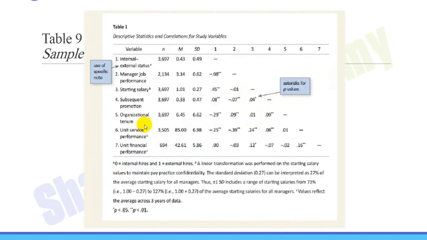This is a correlation table. We discussed it earlier. We have here the stub column and the number of variables here. We have 7 variables: internal, external status, manager job performance. The third is starting salary. The fourth is subsequent promotion. And you see that we have 7 variables here, and we have the same 7 variables here. Okay, you see this. And we want to know the correlation between this variable and this one, I mean the correlation between this and this one, and this one and this one.